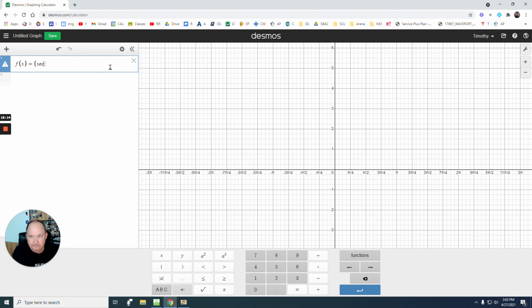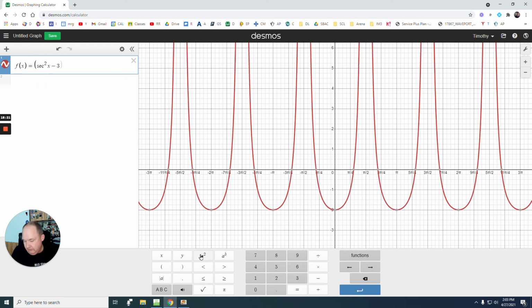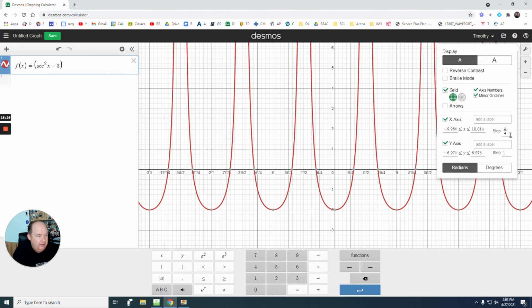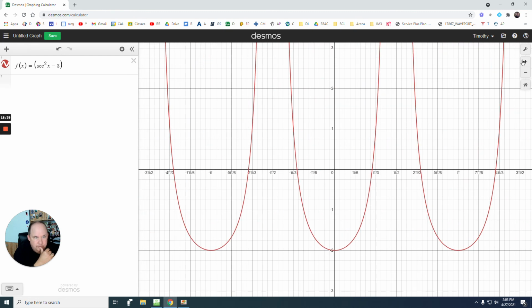Secant squared subtract 3. So as x approaches pi over 6, so I'm going to change the scale, you got it, to pi over 6 so you can see it. So pi over 6, there it is. So I just zoomed in a little bit. So pi over 6 you can see. So what's the value there at pi over 6? What's the y-coordinate? So if you look, it's irrational.